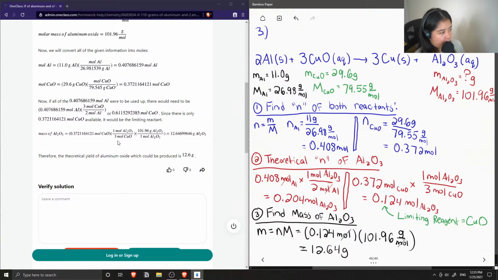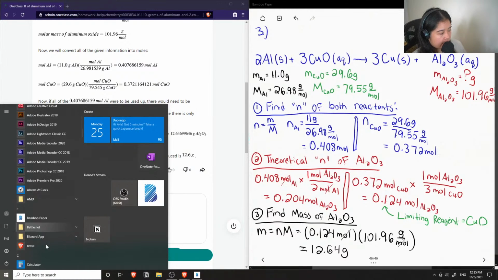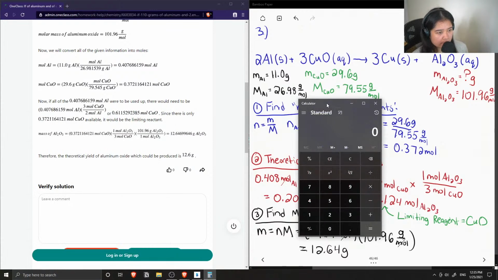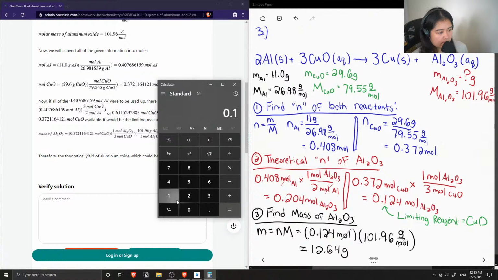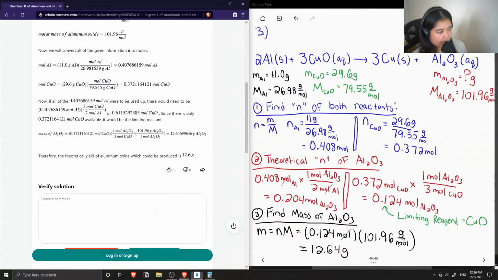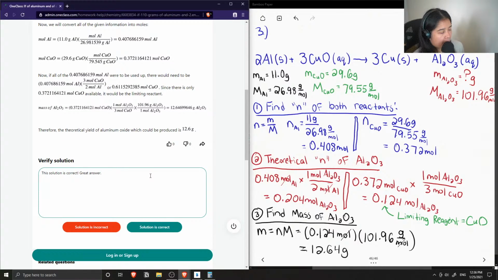And they got 12.64. Let me just double check my answer. Yep, so they got the same thing. So this solution is correct. Yep, so this is a different approach on how to answer the question.